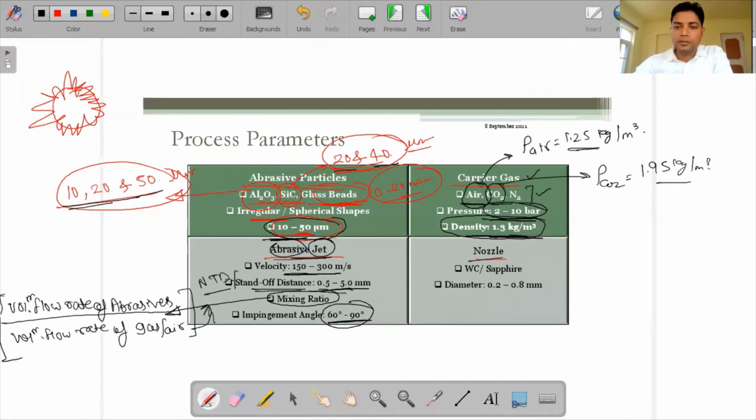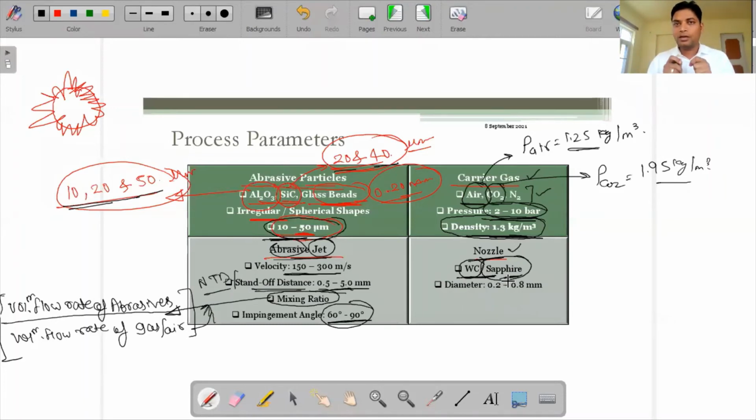Next is the nozzle. The nozzle that we are using is generally made up of tungsten carbide, that is WC, and sapphire, because it has very high hardness as well as very high wear resistance at very high temperature. Generally, for abrasive jet machining only we are using this. If we are using abrasive water jet machining, then we don't need to use such hard material. We can use softer material as well, because in that case water works as a lubricant, so for abrasive water jet machining we can use a softer nozzle material.